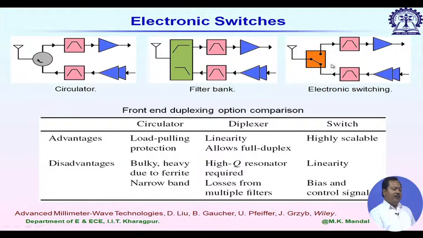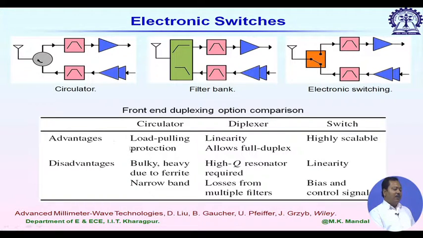Also we see that it is not a full duplex system. When we are using the antenna for transmission, we can't receive any signal because the receiver path is open. So, here is a comparison of the advantages and disadvantages of these three different types of technologies.